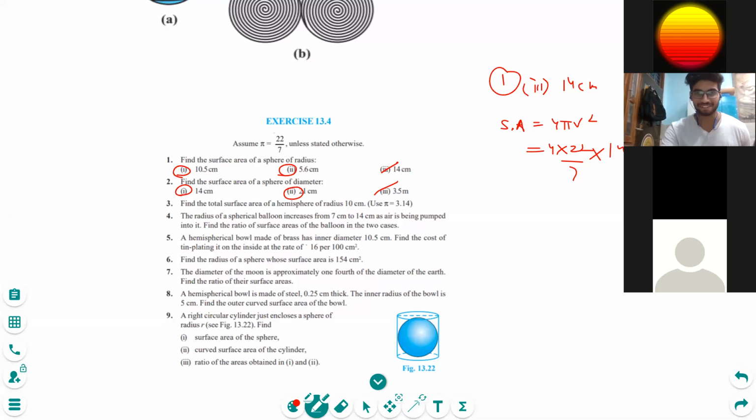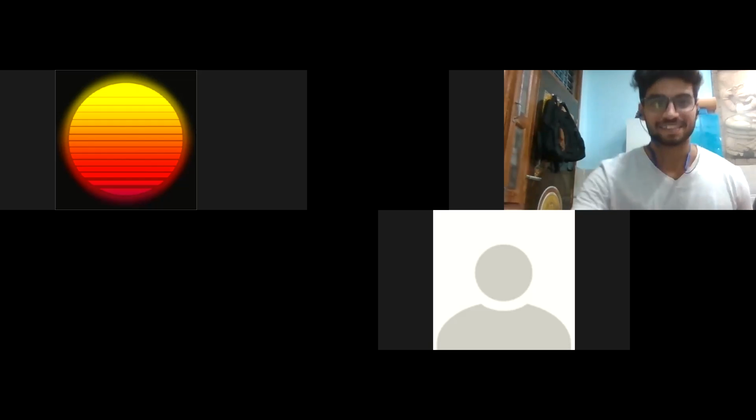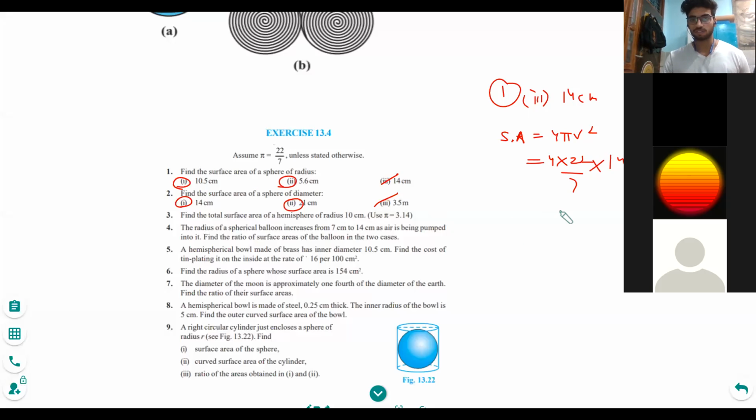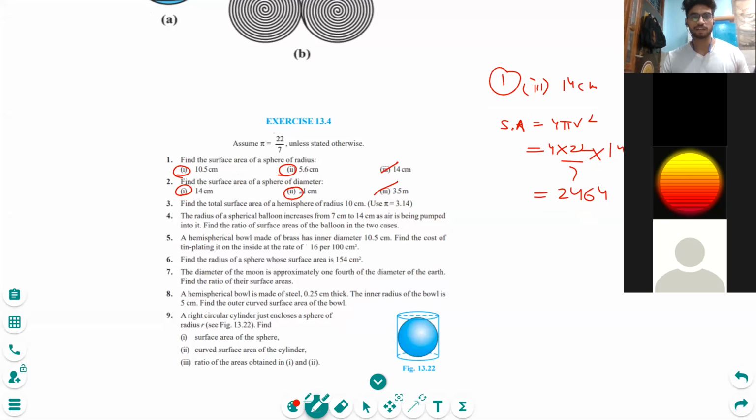What will you do with it anyway? The answer is 2464. 2464. Okay, who told me this? Yes, Sushant. 2464. Is it correct? Yes, sir. What will be the SI unit?